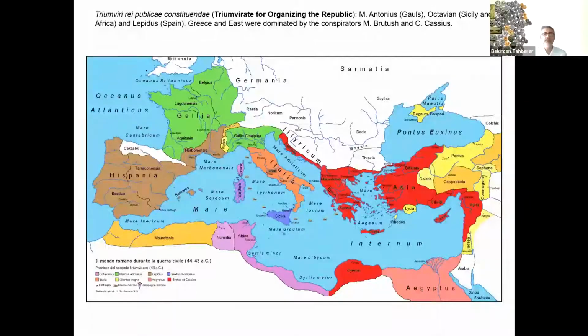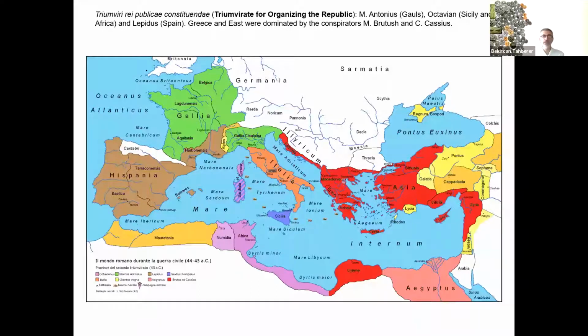And then comes the time of the triumvirs. So triumviri rei publicae constituendae. So Marcus Antonius became the strongest man at Rome at that time. And Octavian was in Greece doing his studies. He was not even 20 at that time. So he set off to go to Rome and simply take over what his adopted father left for him.